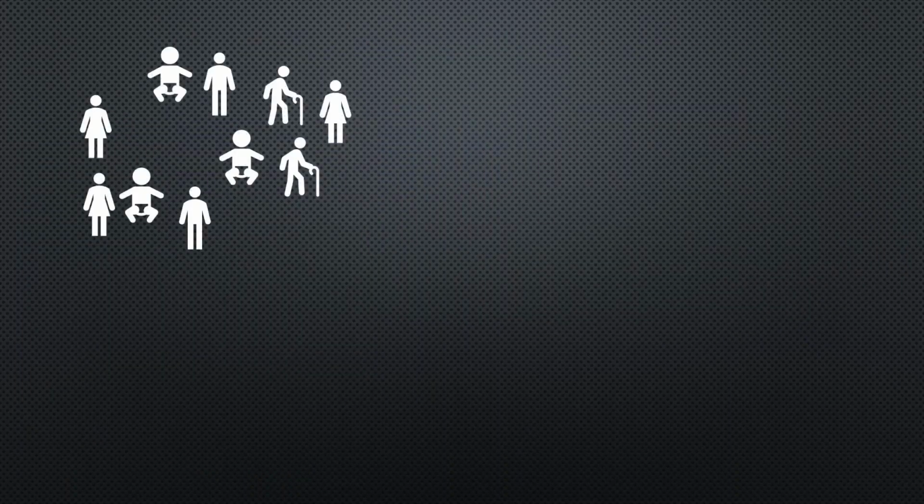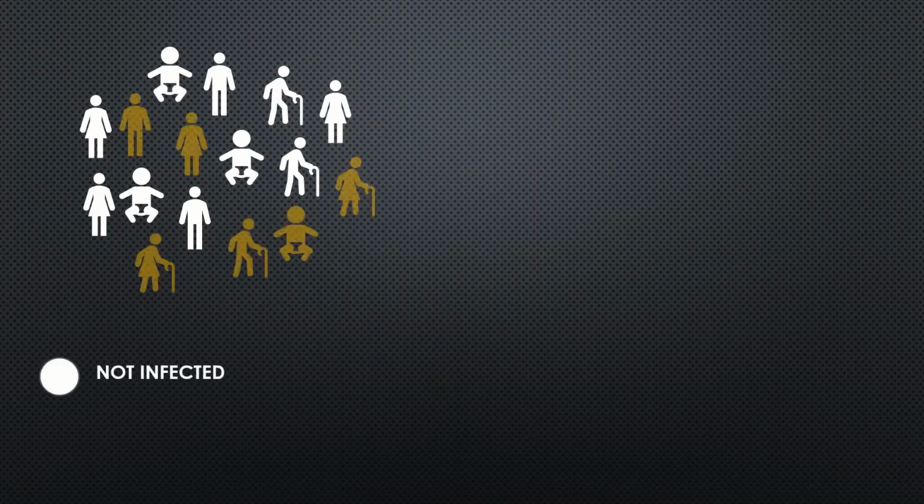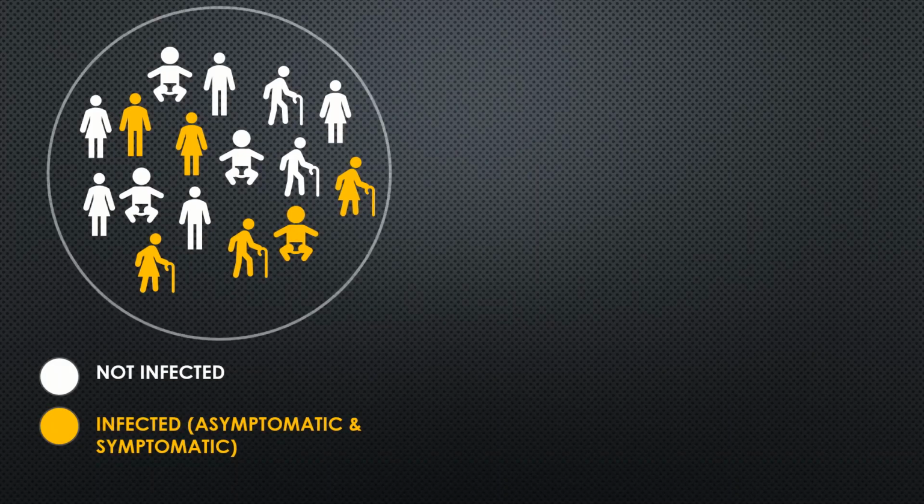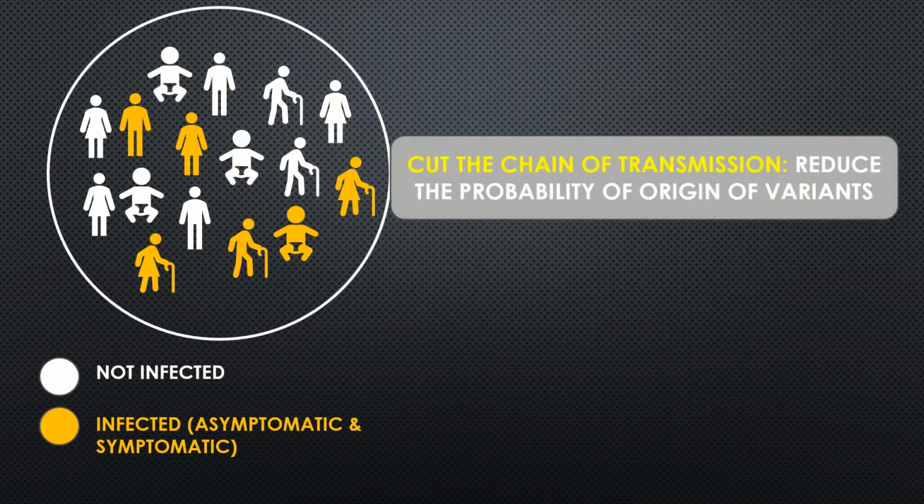We know that currently in a given population there are non-infected or uninfected people, and there are infected people as well who are asymptomatic as well as symptomatic. These two types of individuals form a population. The best way to protect the spread of this given virus or variants of this given virus is to cut the chain of transmission, because it will reduce the probability of origin of new variants. The more we give the chance to propagate in different individuals, the more is the probability of origin of new variants.